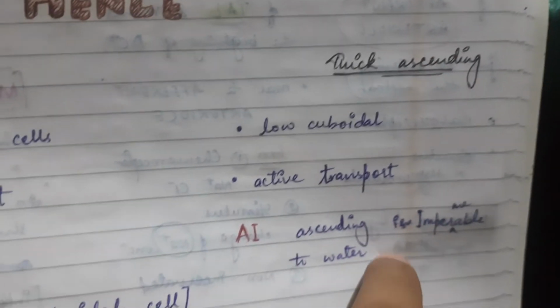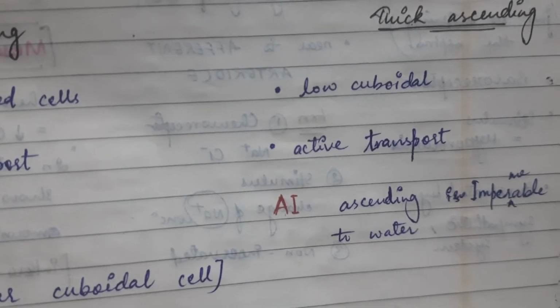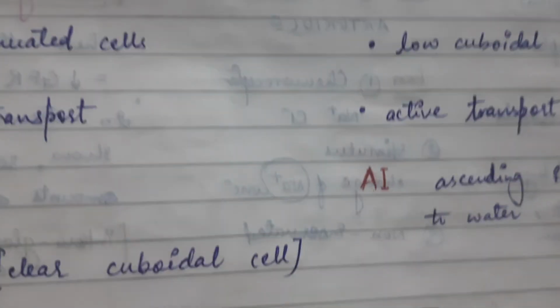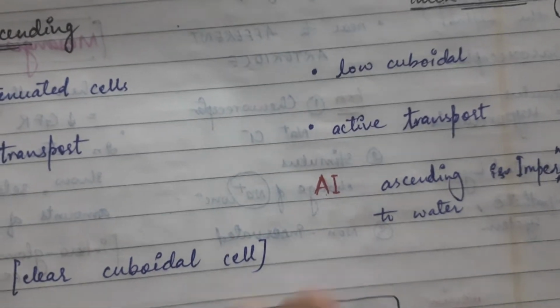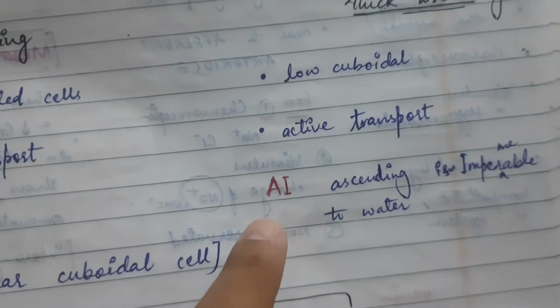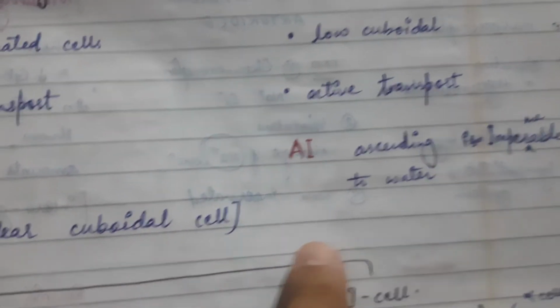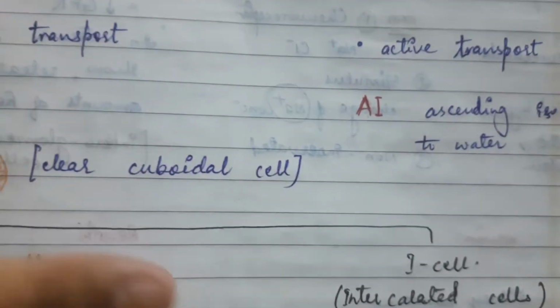We can remember it through AI: the ascending limb is impermeable to water. AI, artificial intelligence, we can remember it like this: ascending limb is impermeable to water.